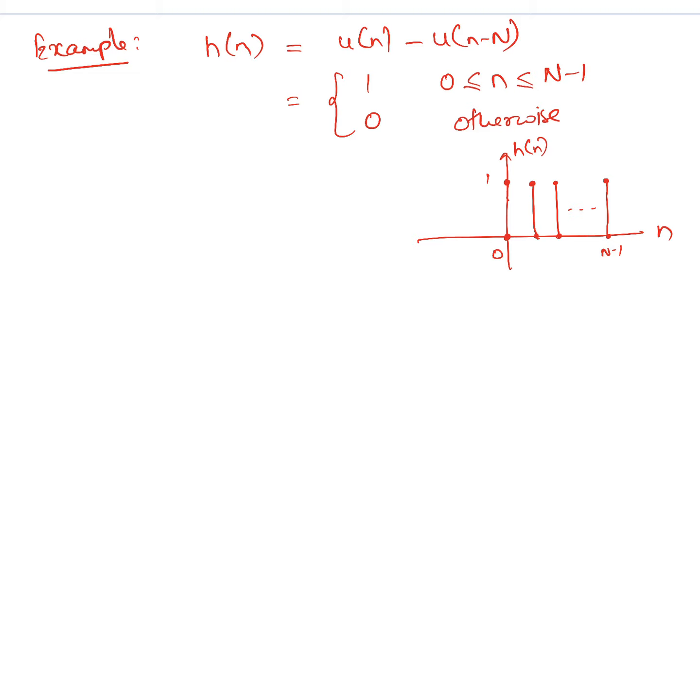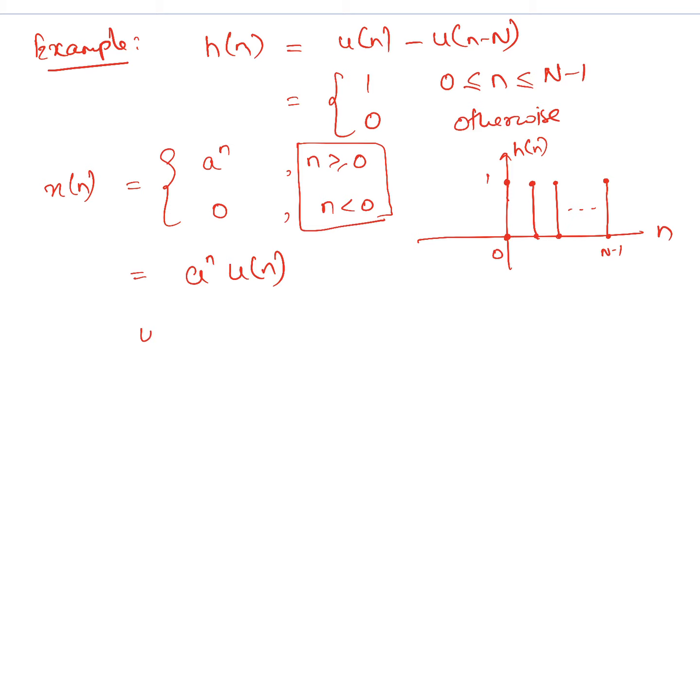Now I need to compute the response for the signal x of n, which is given as a to the power n for n greater than or equal to 0, and 0 for n less than 0. This you have also seen when representing the unit step sequence. So I can compactly write x of n as a to the power n times u of n, where u is the step sequence. This representation gives you the above two cases also.